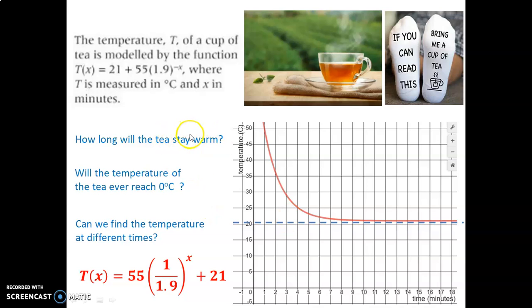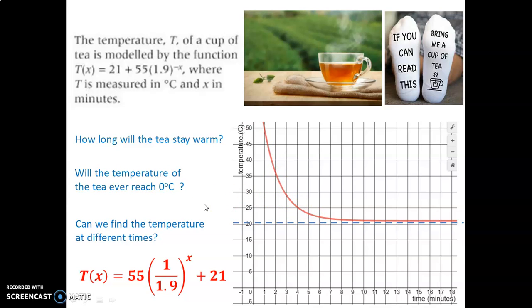How long will the tea stay warm? Well, that's up to your interpretation, depending on what you define as warm. But I would say somewhere from the beginning to 3 minutes. 3 minutes right here, I can see it's still 28 degrees. I think that's warm enough, and after that's too cool for me. So 3 minutes of warm tea.